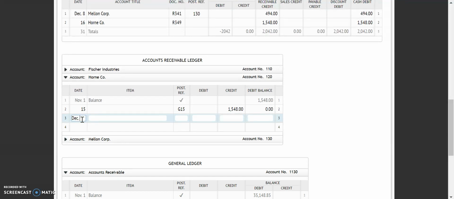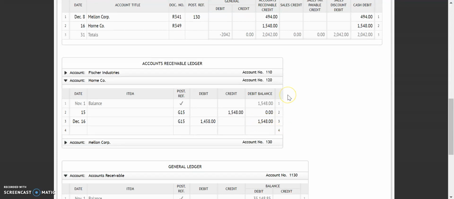So again, this is on December 16th, G15. It's a debit of 1,548, which means we now have a debit balance in Horn Company's account of 1,548. I just want you to recognize at this point that if we didn't reopen the account, what we would do is we would be crediting it for 1,548, and then you would have a negative balance, which makes no sense. You can't have a negative balance in a customer account. So what we need to do is reopen it first, which is what we did, and then we can record the receipt of cash, which we'll do in just a second.